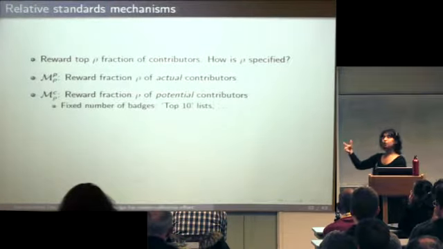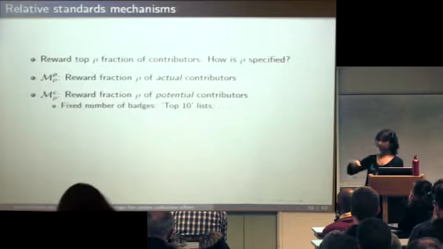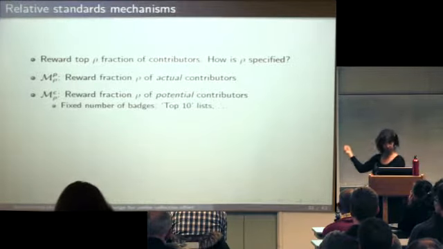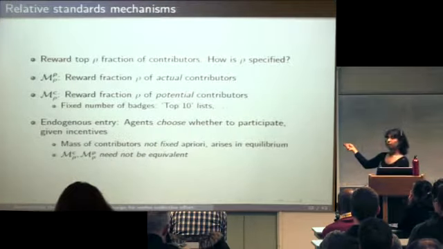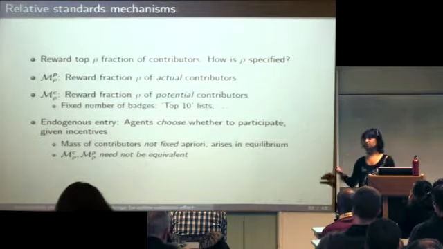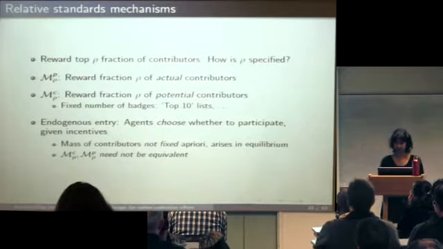So there are really two versions of the mechanism. One where you reward the top fraction of actual contributors, the people who chose to participate and contribute, and the second where you reward the top fraction of potential contributors. And I really want to emphasize this point that when participation is a choice, these two numbers need not be the same, and therefore these two mechanisms need not be the same, and as it turns out, they actually are not the same at all. They are in fact quite different.